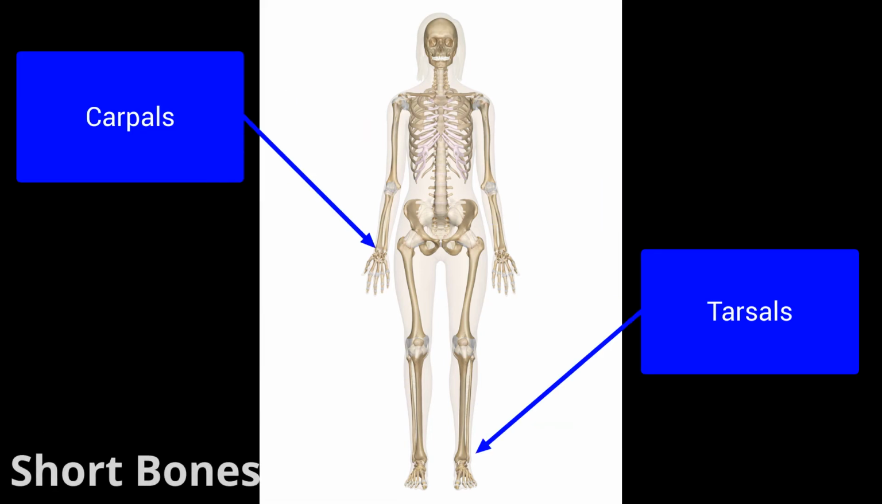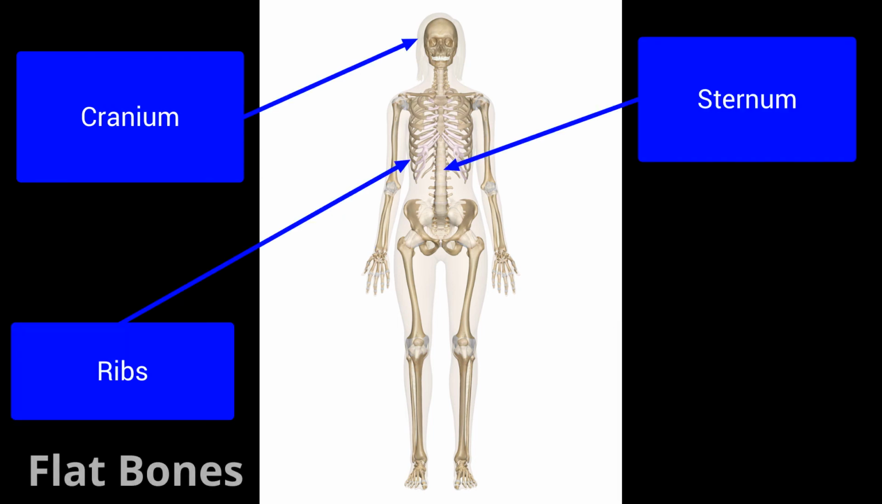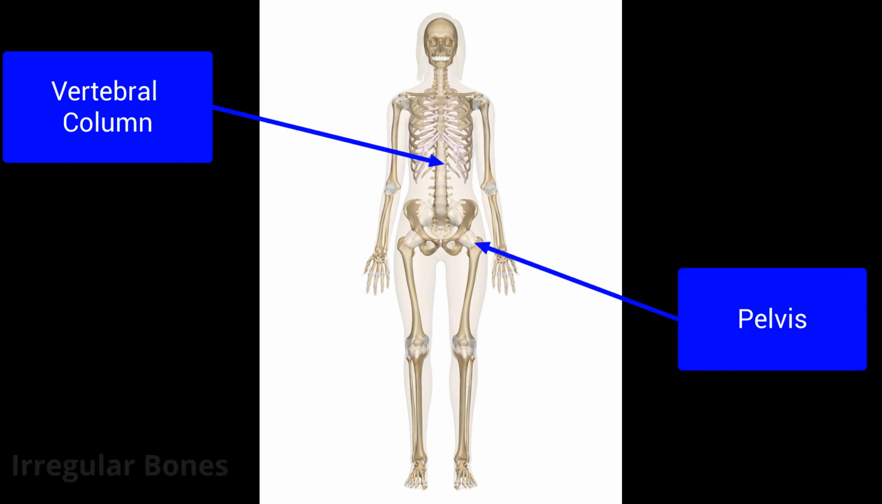Short bones are roughly the same size in length, width, and thickness, and they are important for providing support during weight-bearing activities. There are only 2 short bones that we need to know. These are the carpals at the site of the wrist and the tarsals at the site of the ankle. Flat bones protect vital organs, and they also offer a good surface for muscles to attach to. Flat bones include the cranium, which protects the brain, and the sternum and ribs, which protect the heart and lungs.